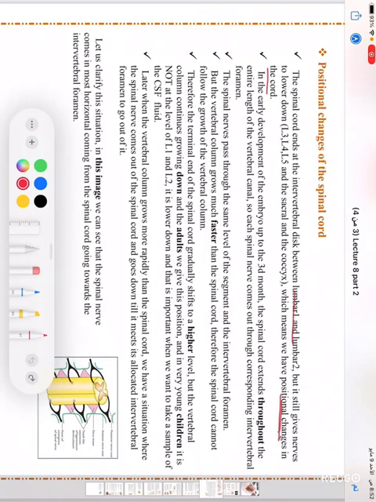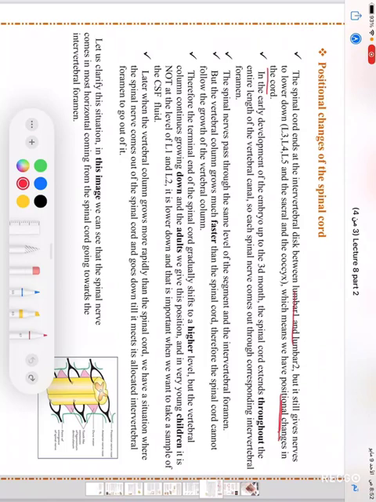In the early development of the embryo, up to the 3rd month, the spinal cord extends throughout the length of the vertebral canal. It is as long as the vertebral column. Each spinal nerve comes out through the corresponding intervertebral foramen. This is in the early development, at the 3rd month, when the spinal cord is within the vertebral canal.